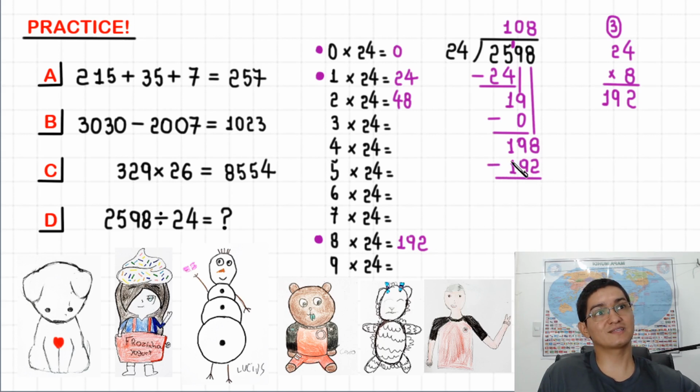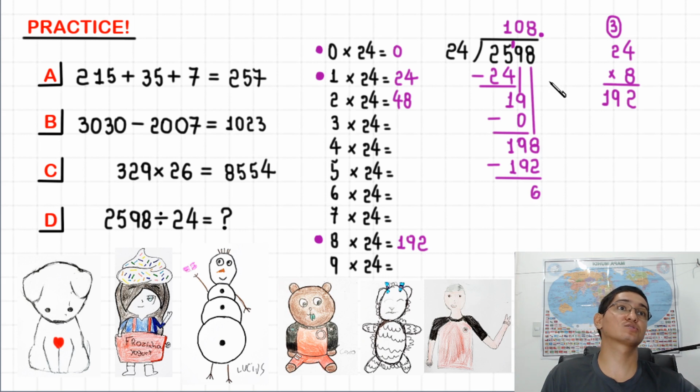What is 198 minus 192? You will say that is just 6, because 192 plus 6 equals 198. You can say that in the division of 2598 by 24, the whole quotient is 108 and the remainder is 6. What if you want to continue the division? What should you do? You can put the decimal point here, okay?